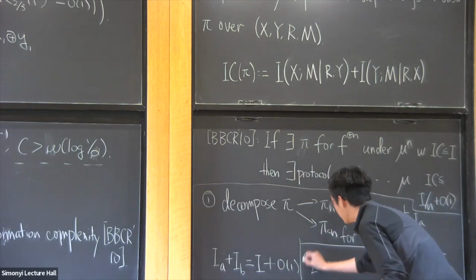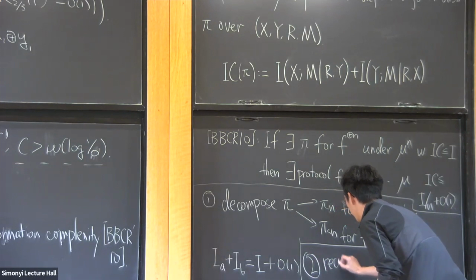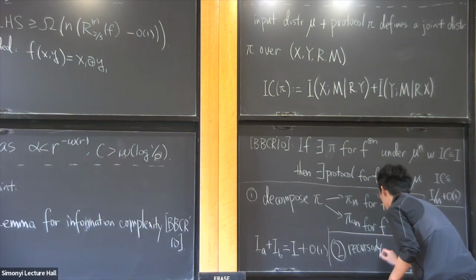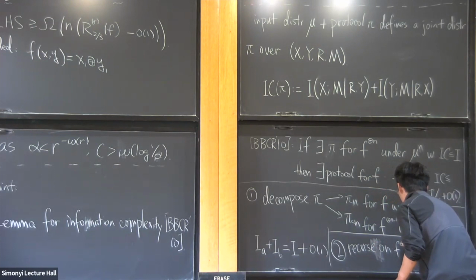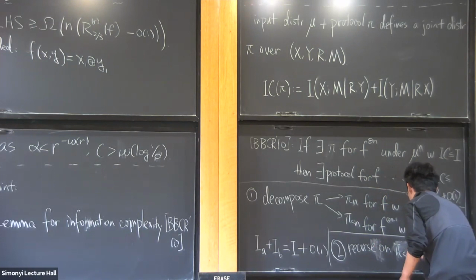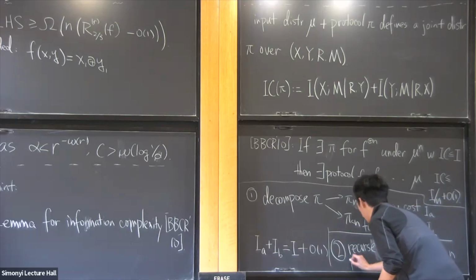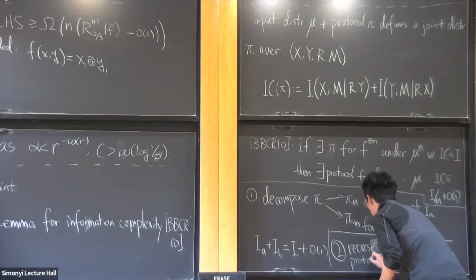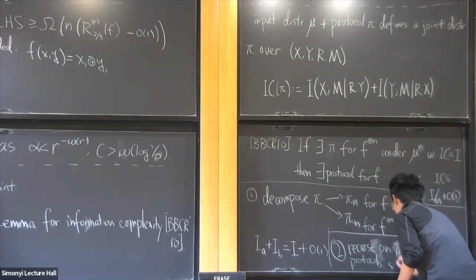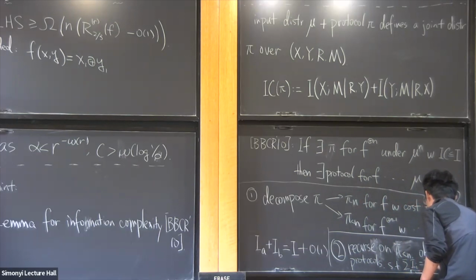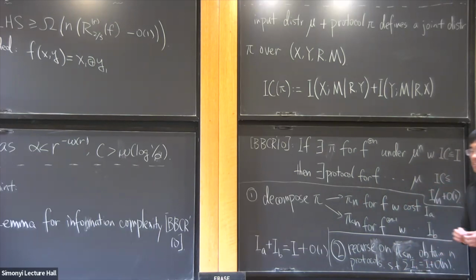So we just recurse on pi sub less than n, and then obtain n protocols, such that the total cost is I plus O of n.